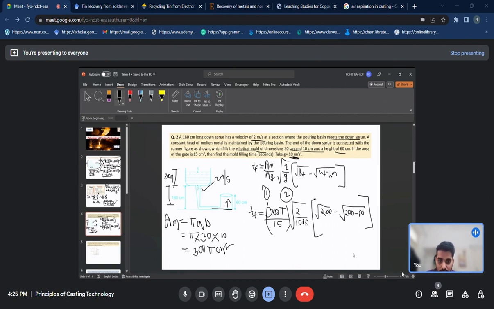Please try to solve this. If you don't practice, then in the exam you might face problems. After calculation, you will get 6.49 seconds. If anyone has any doubt, let's discuss it now, or I will move to the next problem.